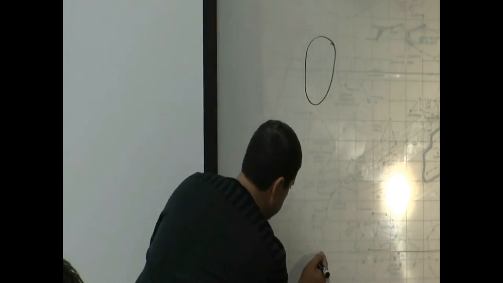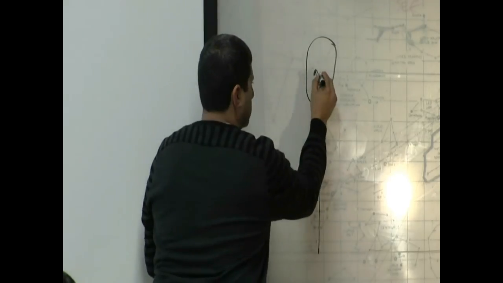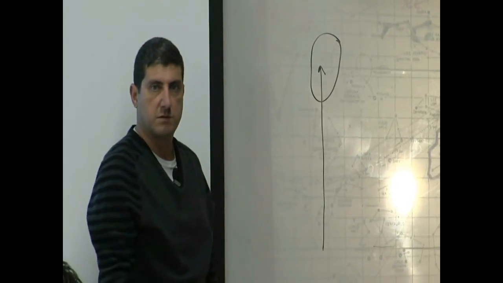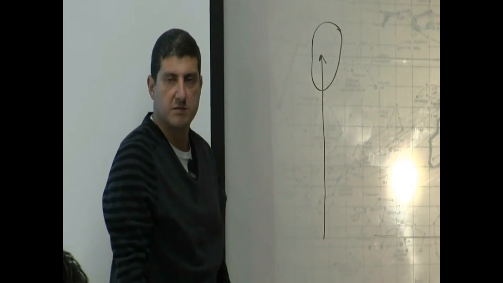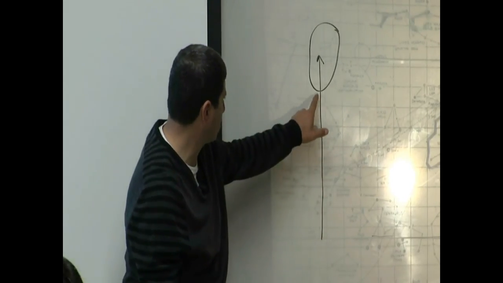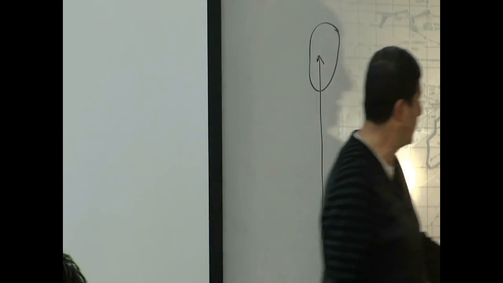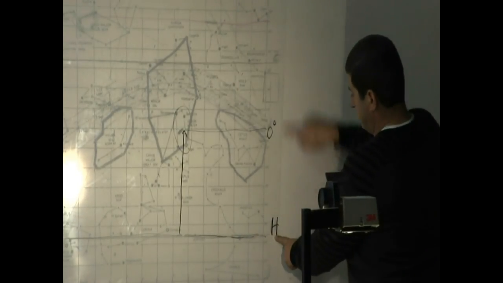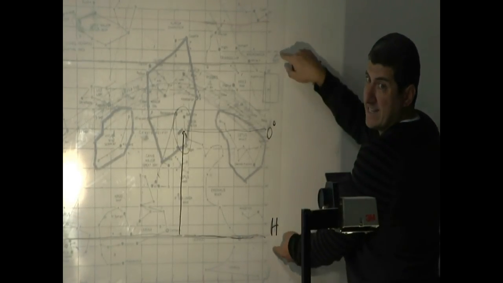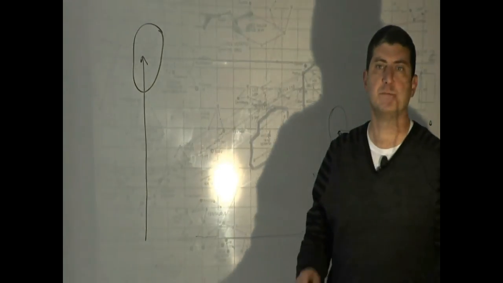So how many degrees above your horizon is it from here? It's got to be 90: 10, 20, 30, 40, 50, 60, 70, 80, 90. As a matter of fact, isn't that how we drew the horizon line? We drew the Z line, we drew the horizon line 90 degrees apart. So of course from here to here is 90, you see.